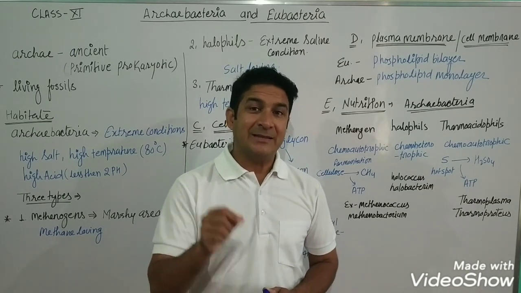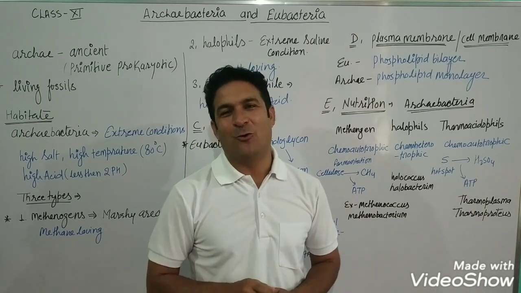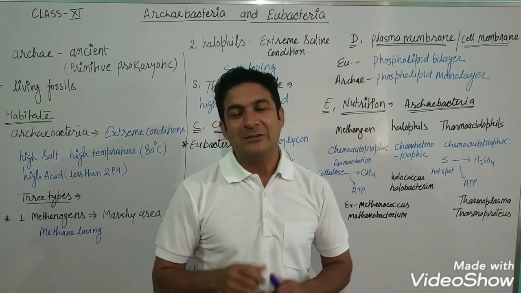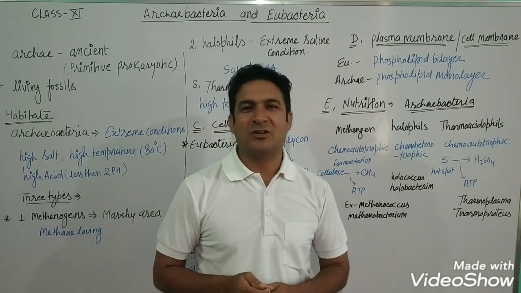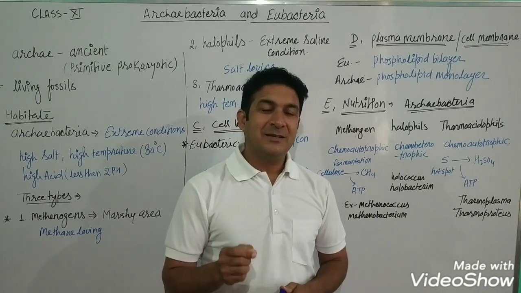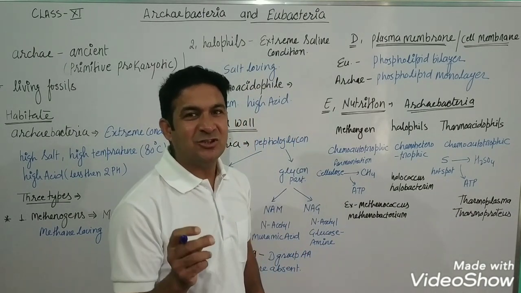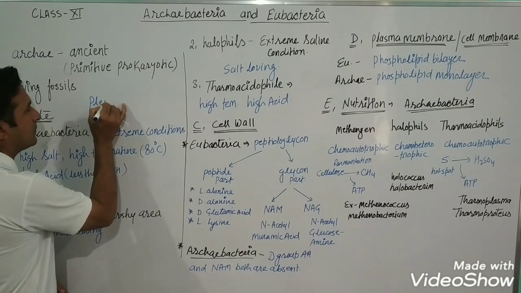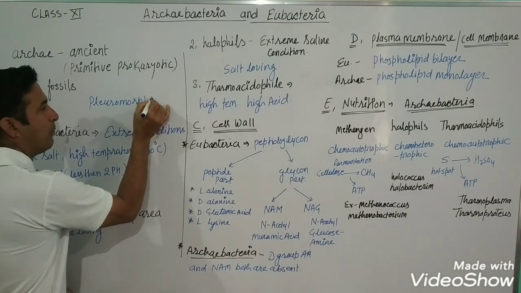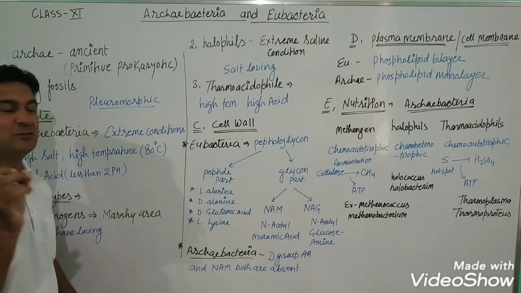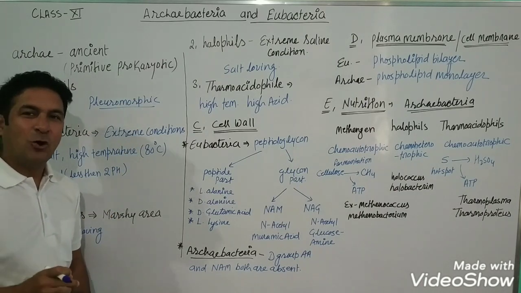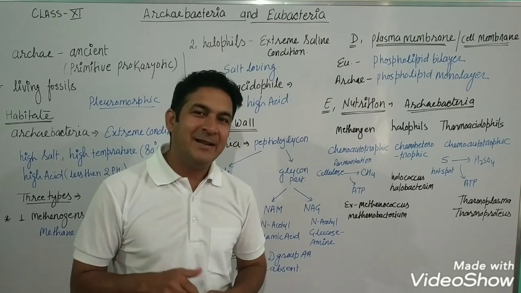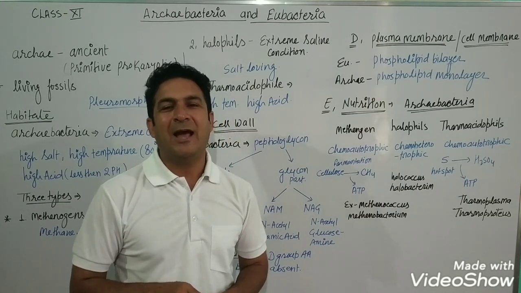Okay, it is Eubacteria, but this Mycoplasma doesn't have a cell wall. And because it doesn't have the cell wall, it can change its structure and shape. Because the Mycoplasma can change its structure and shape, it is called pleuromorphic. The Mycoplasma bacteria is called pleuromorphic bacteria. Why is this called the pleuromorphic bacteria? Because it can change its structure and shape. And how can it change its structure and shape? Because it doesn't have the cell wall.